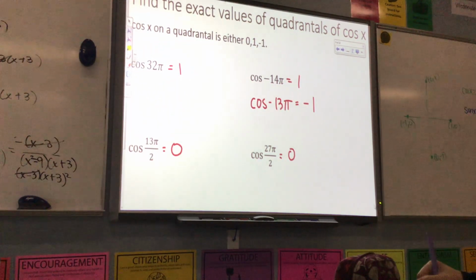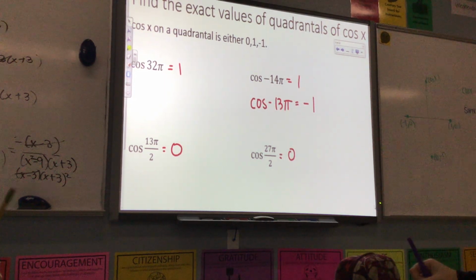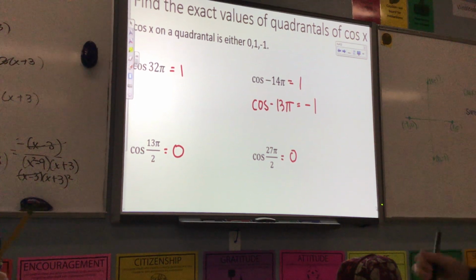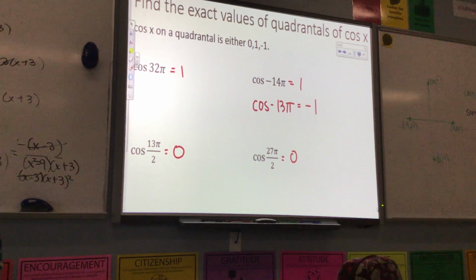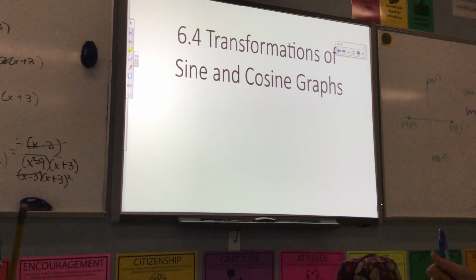So if there are no transformations to your graph, you can apply a lot of these patterns and use that. Questions on your parent function? Okay, because the first part of your test just makes you evaluate a lot of these values for me. The bulk of your test, though, we're going to graph things with transformations in them, which is technically the start of 6-4.